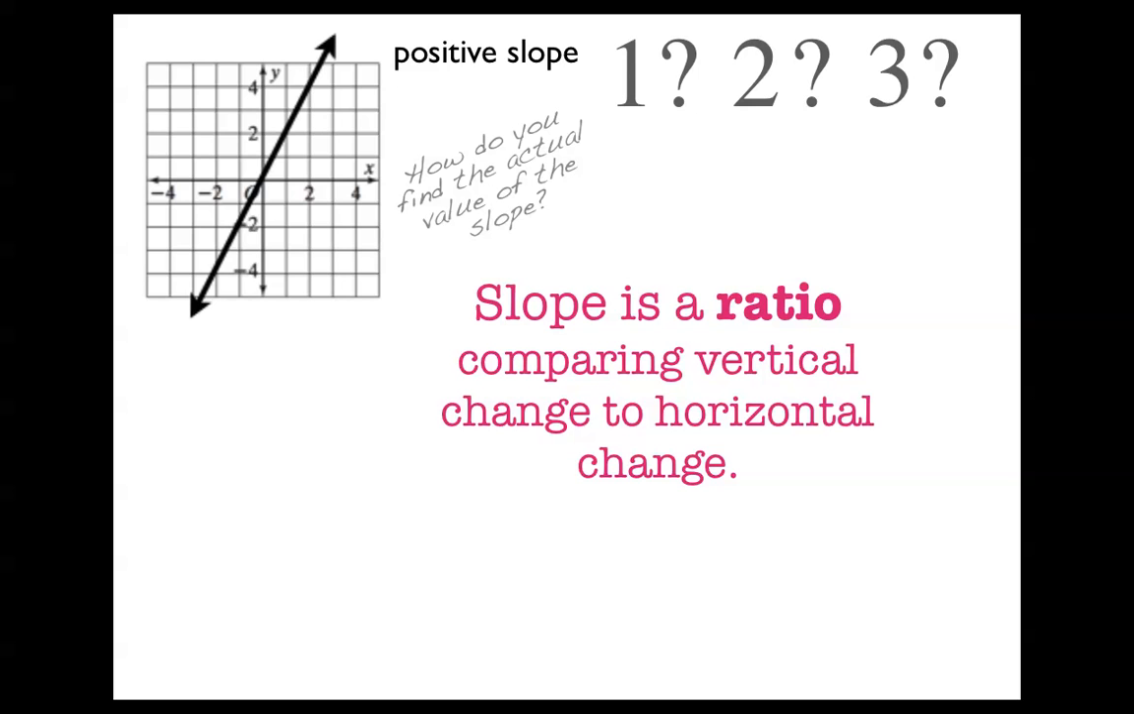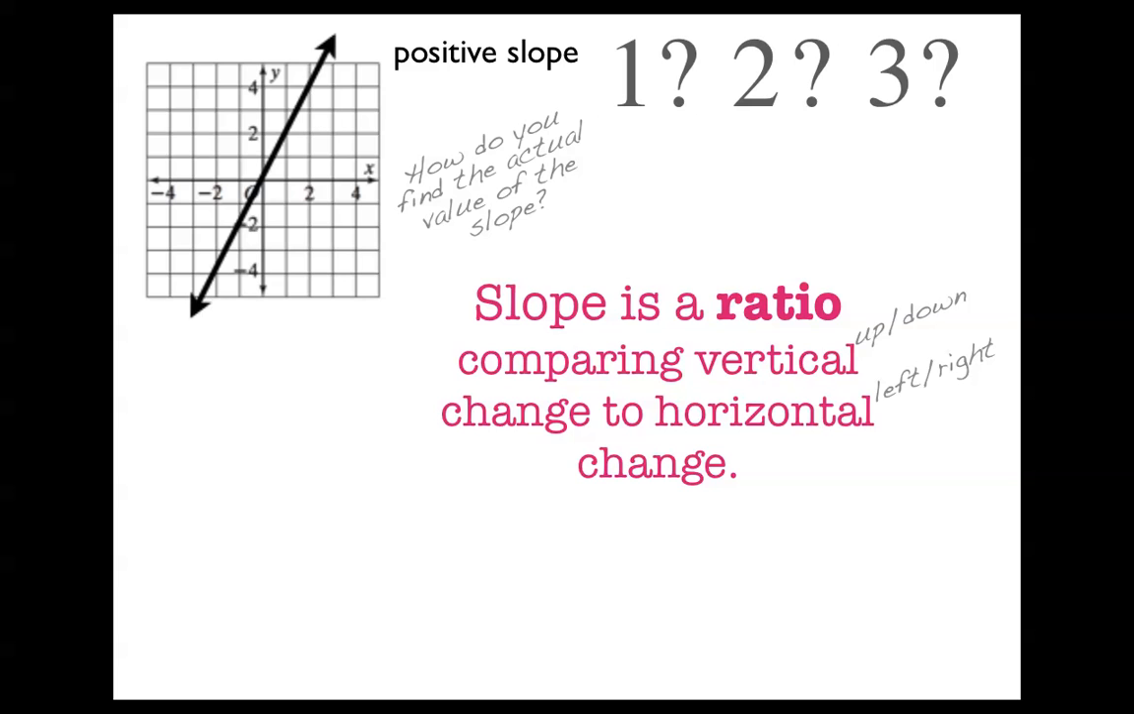And slope is a ratio. Okay, we got to remember slope is a ratio. A ratio is comparing two numbers. In this case, the two numbers that you're going to compare are the vertical change on that line compared to the horizontal change on that line. In other words, how much it goes up and down versus how much it goes left and right. So it's a ratio of those two numbers.